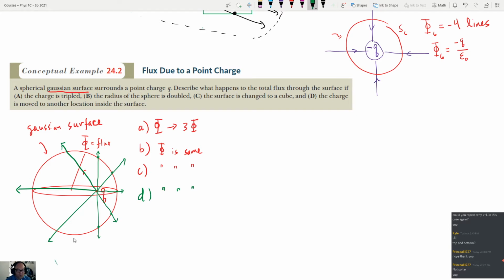So what we've learned is the only way you can actually alter the flux through a closed surface, and I have to emphasize, this only applies to closed surfaces. The moment we open these surfaces up, things completely change. But as long as you're talking about a closed surface, the only way that you can alter the flux is by manipulating the charge itself. Double the charge, triple the charge, change the charge to a negative, or add more charges into the system.